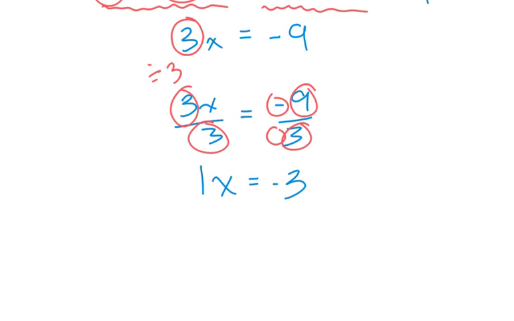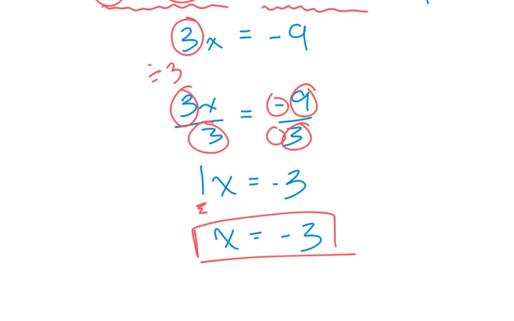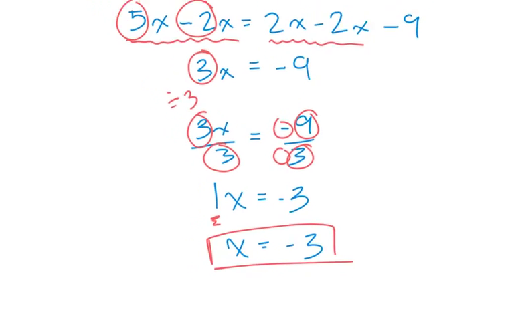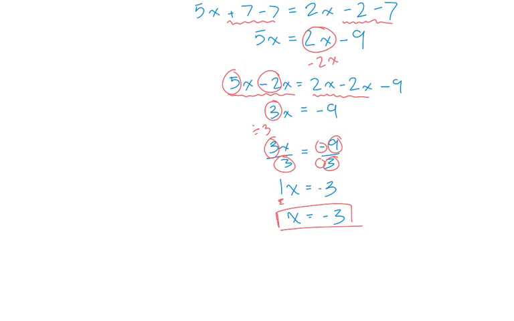Now before we finish, we have this positive 1 in front of our x. Again, anything multiplied by positive 1 stays the same. Therefore, you can take out that 1 and just leave it as x. So x equals negative 3. That is our final answer. And let's just scroll out to show you all the work that was required for this question.